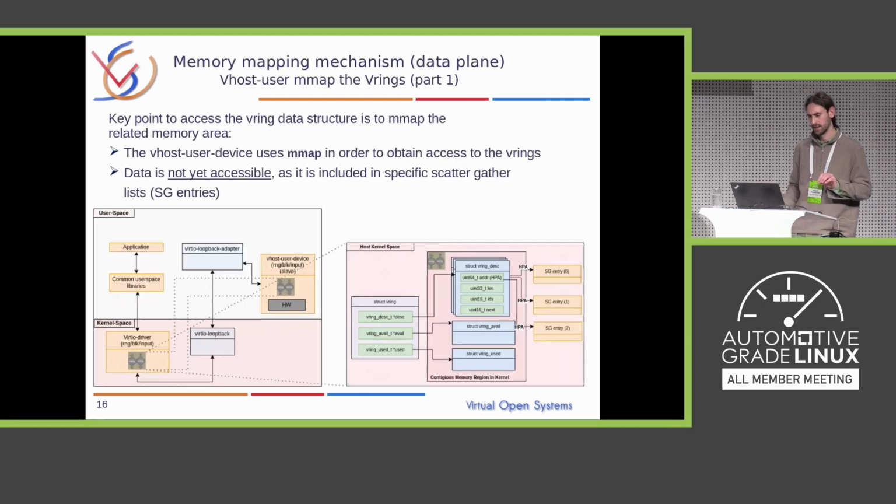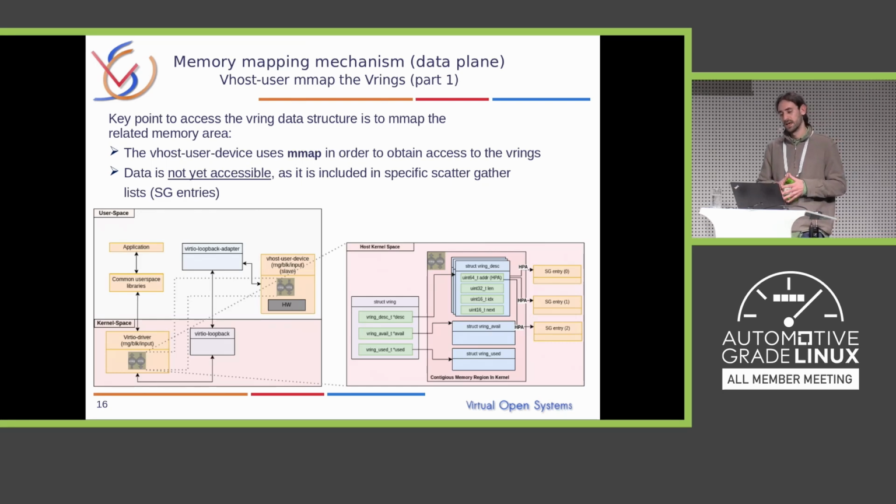What's the data plane, and how do we actually exchange data? There are two main key points on that. The key point is that we first need to have access to the V-rings. The V-rings are a data structure in the kernel, defined by the VirtIO protocol, and there are saved the scatter-gather lists, simply physical addresses of buffers in the host memory space, which hold the data. So the first thing is to have access to this area.